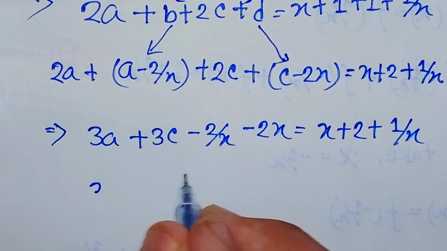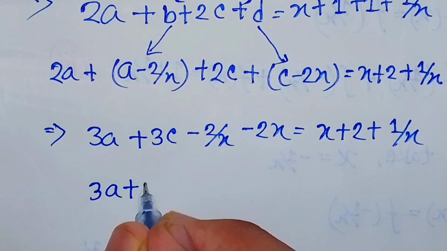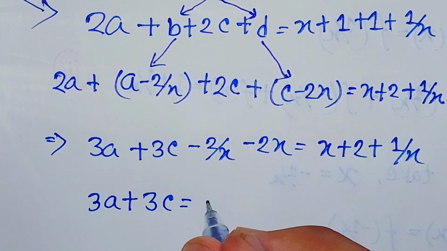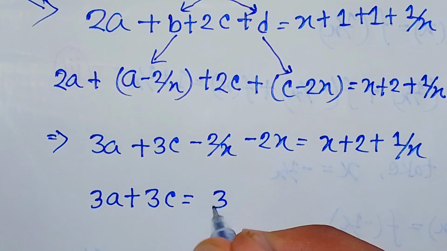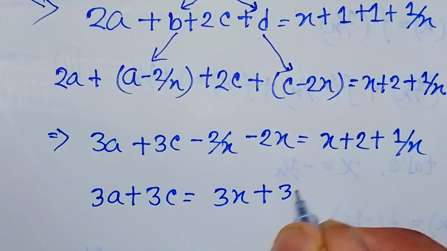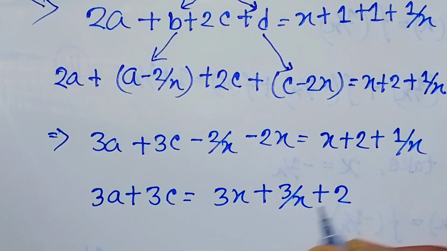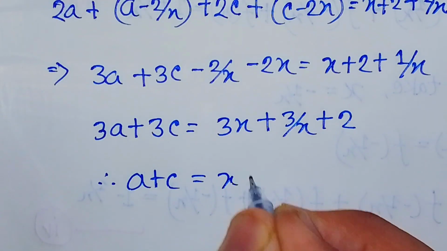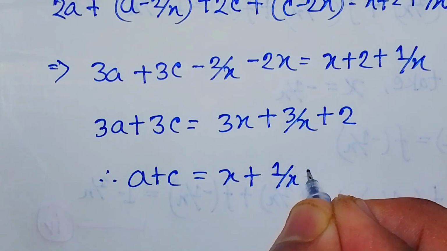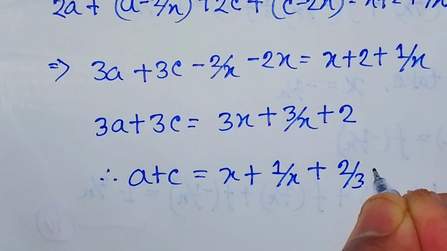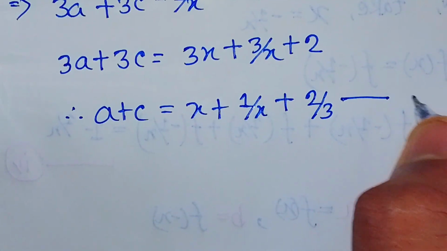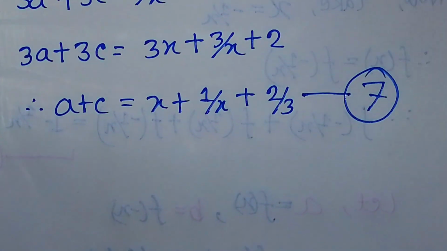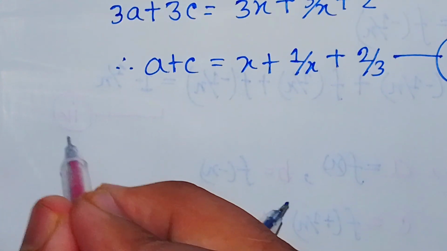Alright, so here the equation cannot be solved any further like this, so we can write 3a + 3c = 3x + 3/x + 2. The equation is now simplified more than before. So here we can take a + c = x + 1/x + 2/3 as equation number 7.